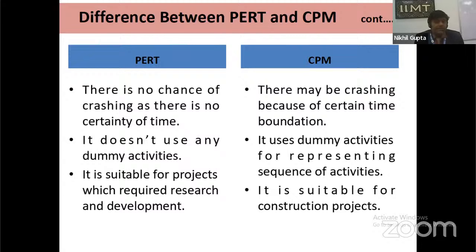Next, in PERT there is no chance of crashing, as there is no certainty of time. But in CPM, there may be crashing because of certain time boundaries. It means there is no possibility of project crashing in PERT because we calculate three different times: optimistic, pessimistic, and most likely time. But in CPM, there is a possibility of crashing of the project because of delay of the project. PERT does not use any dummy activity. But we already discussed that CPM follows the dummy activities.